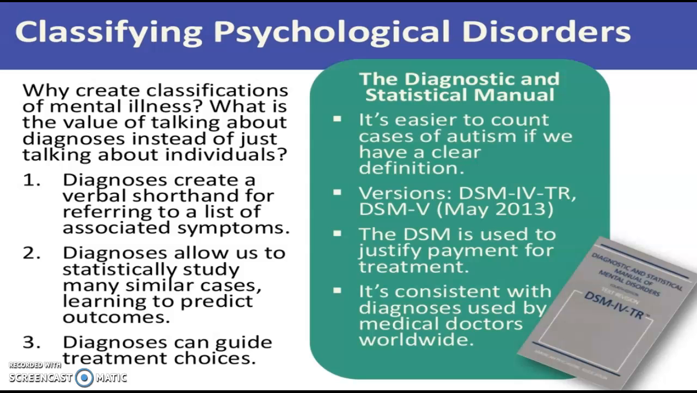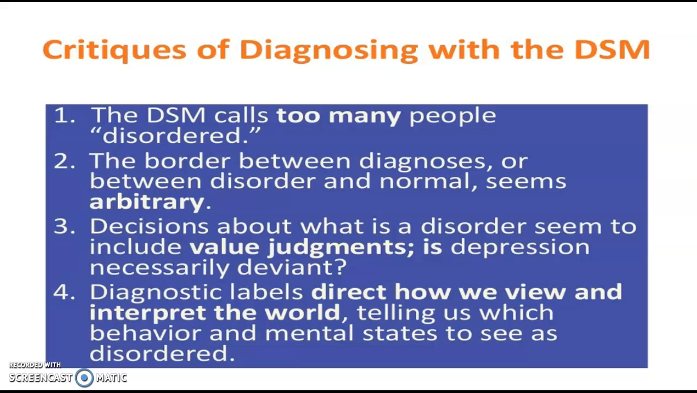However, despite the good things of the DSM, there are some criticisms that do come with the DSM as well as the labels. Number one is some people feel that the DSM has way too many psychological disorders listed, which can lead to almost too many people being diagnosed with a psychological disorder.